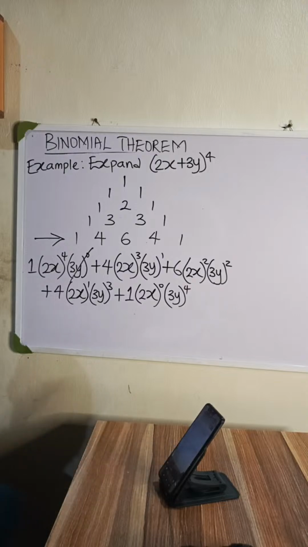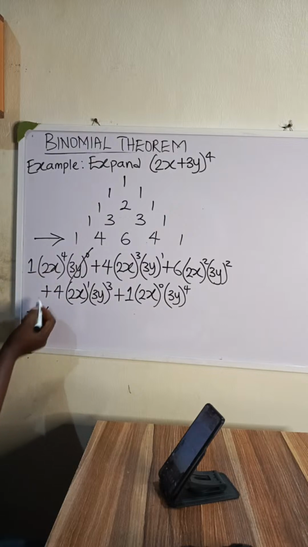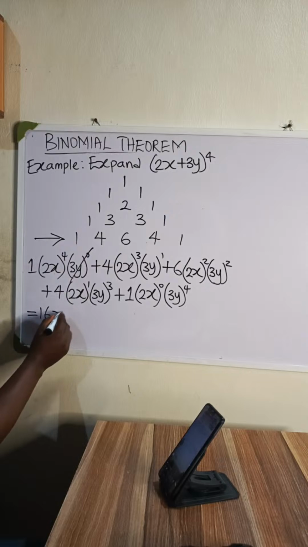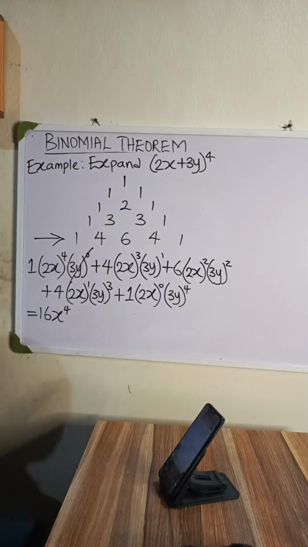16. Okay, 16. So 2 to the power of 4 is 16. 16 multiplied by 1 is going to give you 16. So we have 16, x to the power of 4, right?